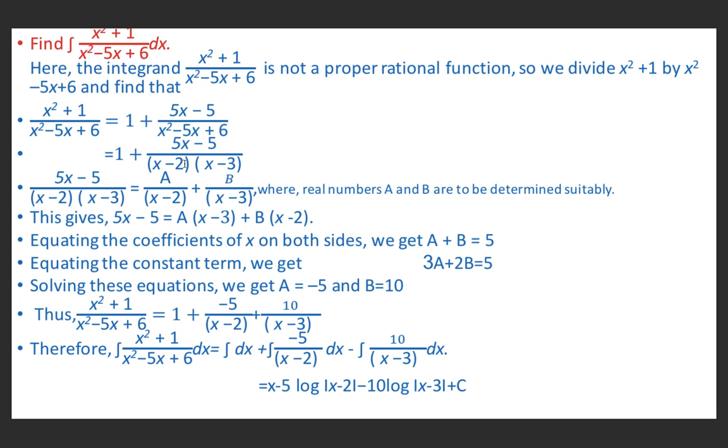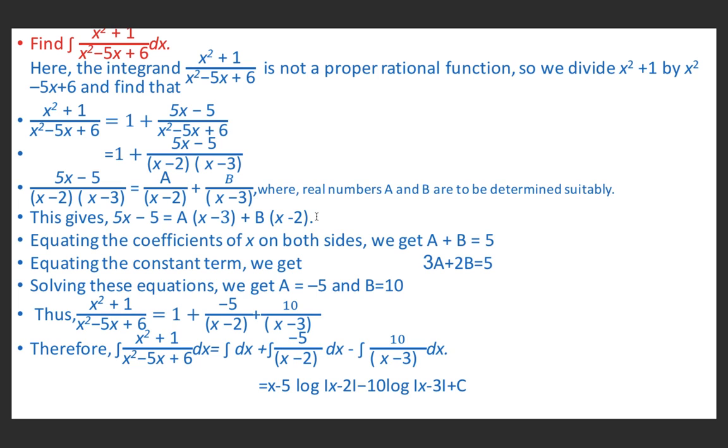Now we will determine these a and b. Here on the right hand side, if we add these two, the LCM is (x minus 2) into (x minus 3). Here on this side also the LCM is (x minus 2) into (x minus 3). So we can cancel these on both sides. So we will be left with 5x minus 5 equal to a into (x minus 3) plus b into (x minus 2). You know how to add these polynomials and get this equation.